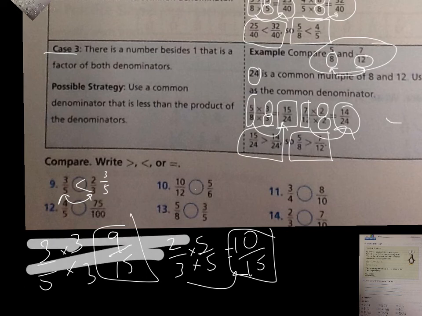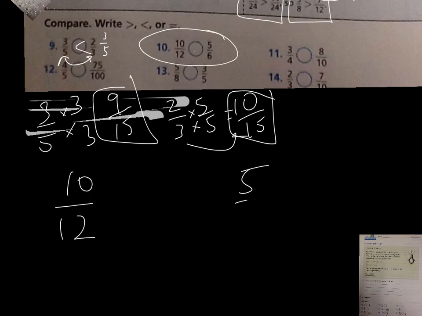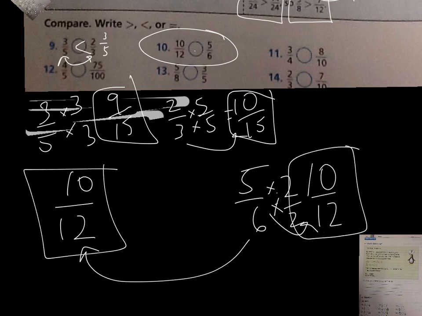Alright, I'm going to get rid of stuff here on the bottom. I'll just do this. And we'll do number 10. 10/12 and 5/6. Well, if you look, 6 can go into 12. So we're going to keep 10/12 the way it is, but we're going to make 5/6 into a fraction that has a denominator of 12. How does 6 become 12? Multiply it by 2. So therefore you must multiply the numerator by 2 to give you 10/12. Okay, if you look at this, 10/12 and 10/12, that means the two fractions are equal to each other.